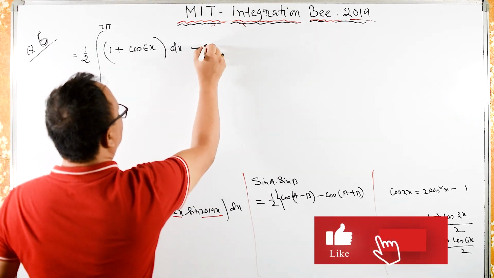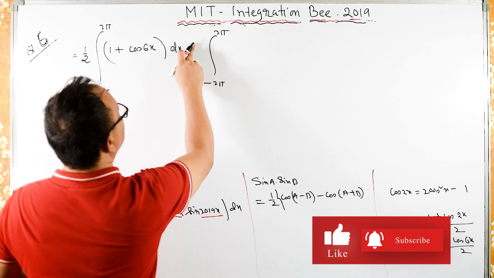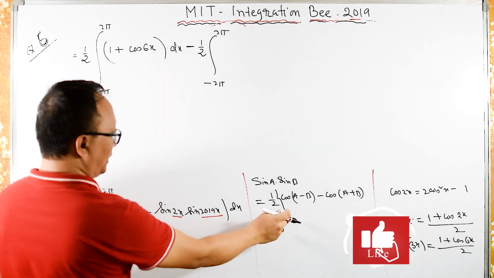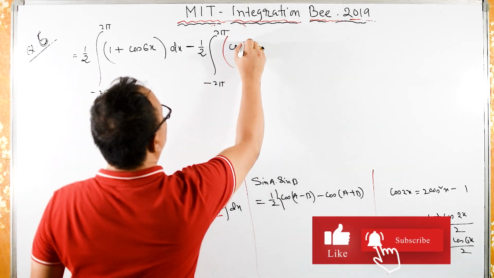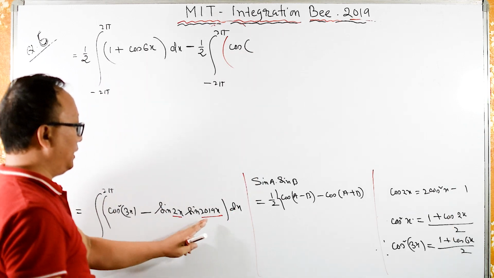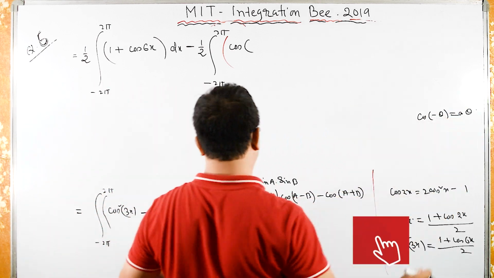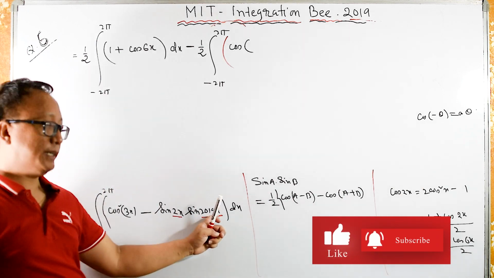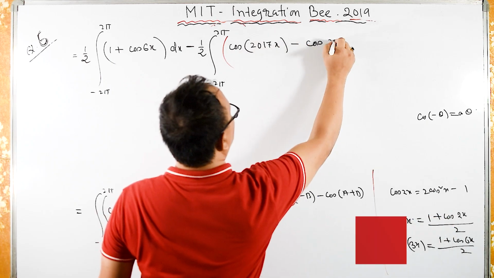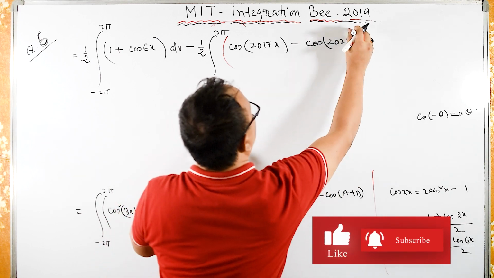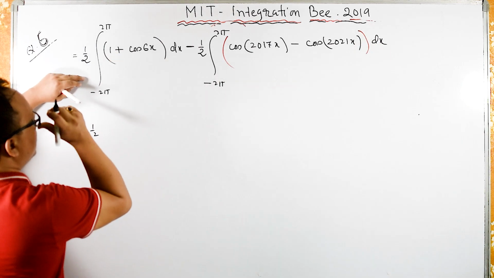So, minus the integral from minus 2 pi to 2 pi of this. Here also we have half, so I can send half outside, and then this is cos of A minus B. Here we have cos of A minus B, so this minus this is A minus B. But remember, cos of minus theta is the same as cos of theta. So if you subtract from here to here or here to here, it doesn't affect anything. So cos 17x minus cos of 21x, and then this is my dx.